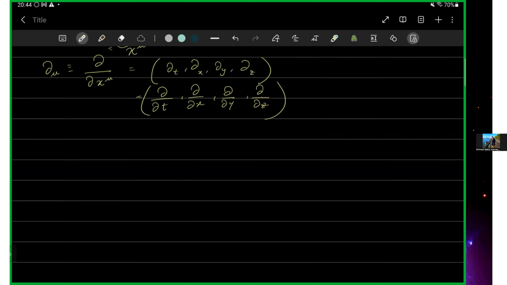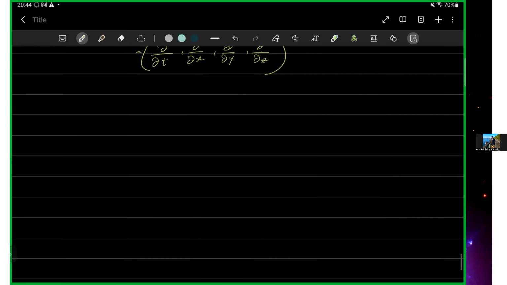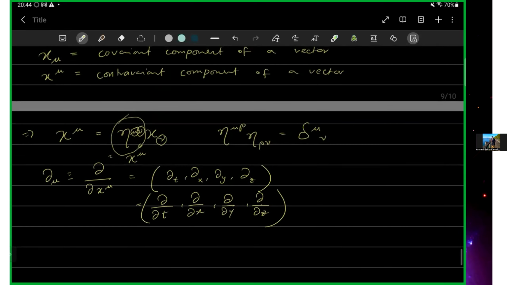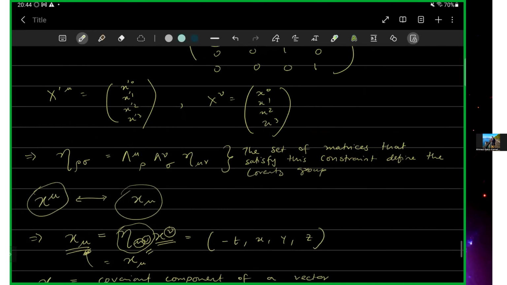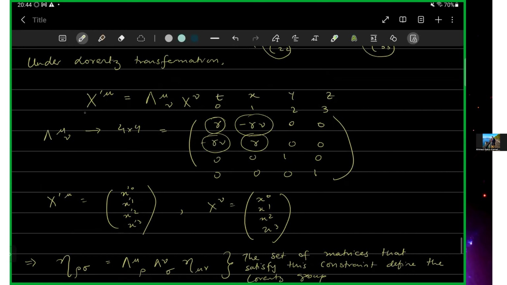Okay, so where I was basically trying to understand how the components of a covector would transform, right? So we see that for a component as such, let's say x mu over here, it transforms with the Lorentz transformation as following, right?